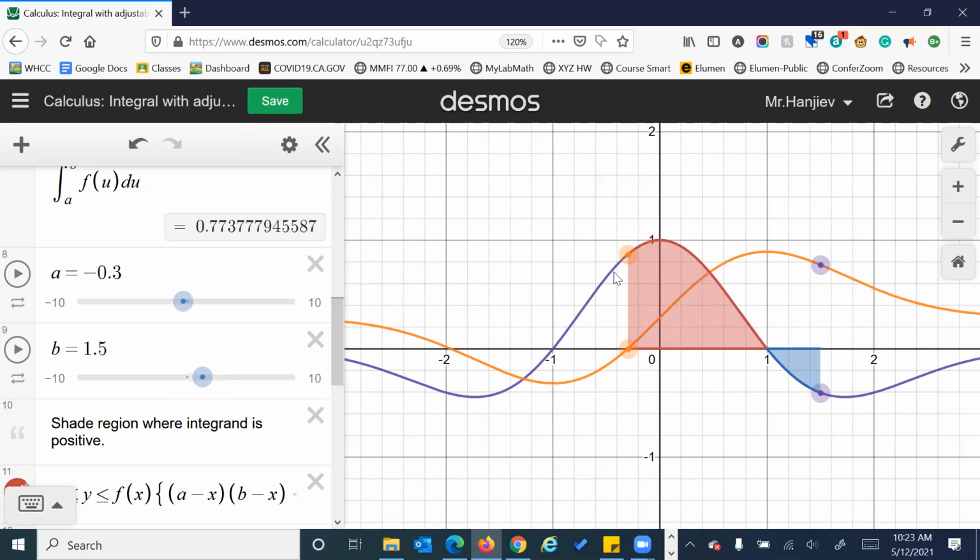Okay, let's go with the purple line right here. The purple line is the function. We're good. The area is given by here, right? And the orange line is the antiderivative function. We're good?